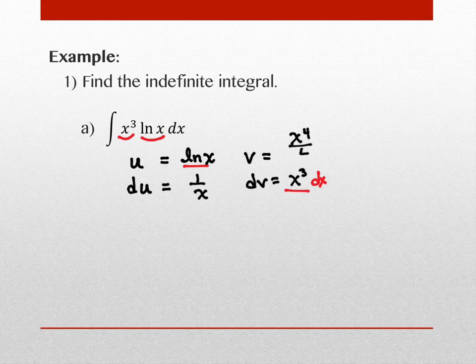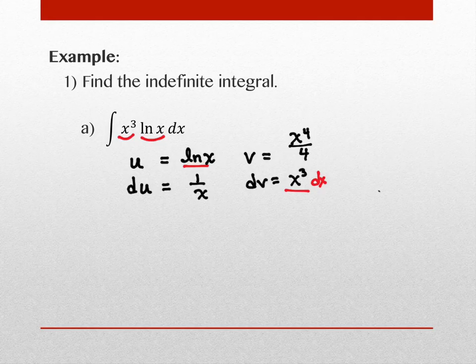X to the fourth over 4. And technically there's a plus c. We'll deal with all the plus c stuff later. We don't need to deal with it in the middle of the integration by parts. Okay? Everybody good so far? See where all the four pieces came from and how we figured them out.